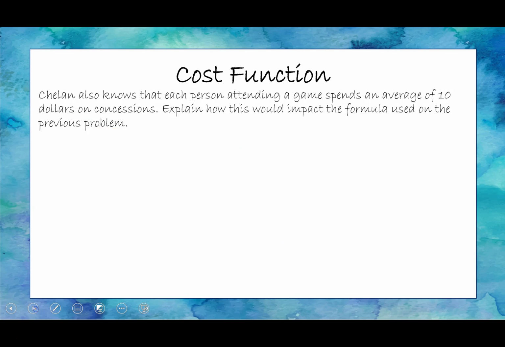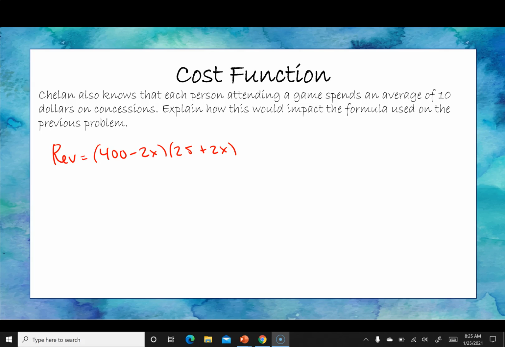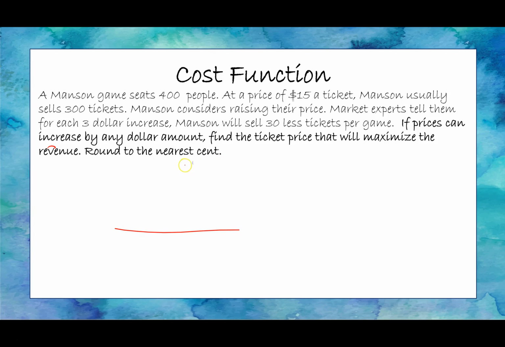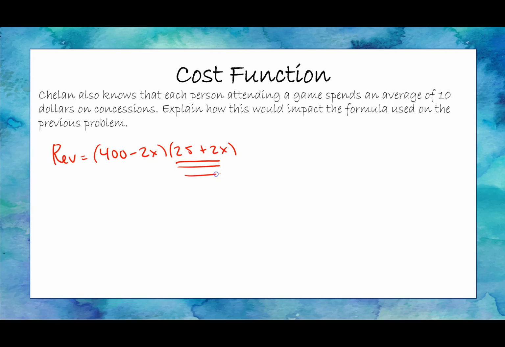All right, now the next question says, Chelan also knows that each person attending a game spends an average of $10 on concession. Explain how this would impact the formula used on the previous problem. Well, we know that the previous problem was this, and we also know that this represents the number of people, so I'm going to have plus 25 plus 2x, the number of people, times $10, because each of those ticket holders are going to spend $10.